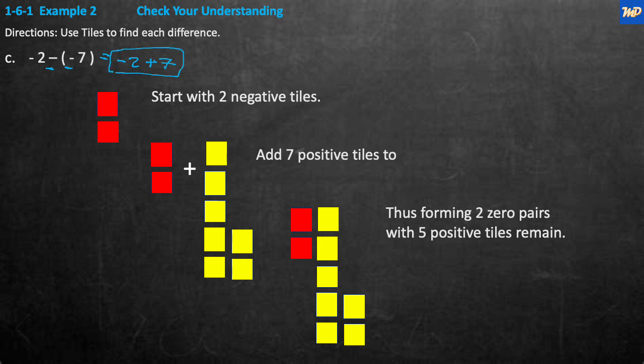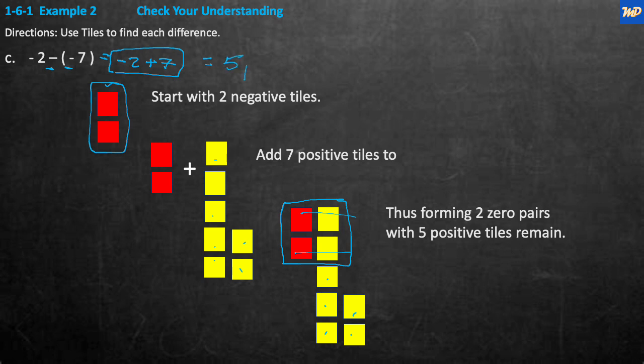So negative 2 plus 7. That's what our new equation is right here. Here we start with negative 2 tiles, and then we add to it 7 positive tiles. 1, 2, 3, 4, 5, 6, 7. We add them all together, and we end up forming 2 zero pairs. We know a zero pair is a negative 1 and a positive 1, and a zero pair equals 0. So these, in essence, cancel out. They're gone. And what are we remaining with? We'll remain with 1, 2, 3, 4, 5 positive. So the answer to this question is going to be plus 5.